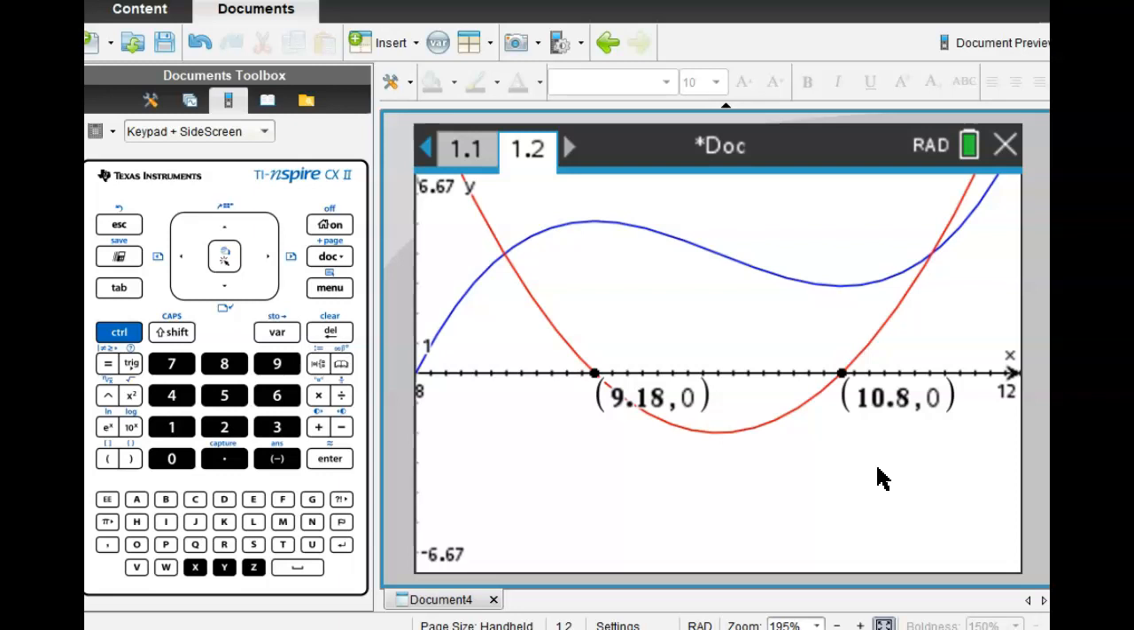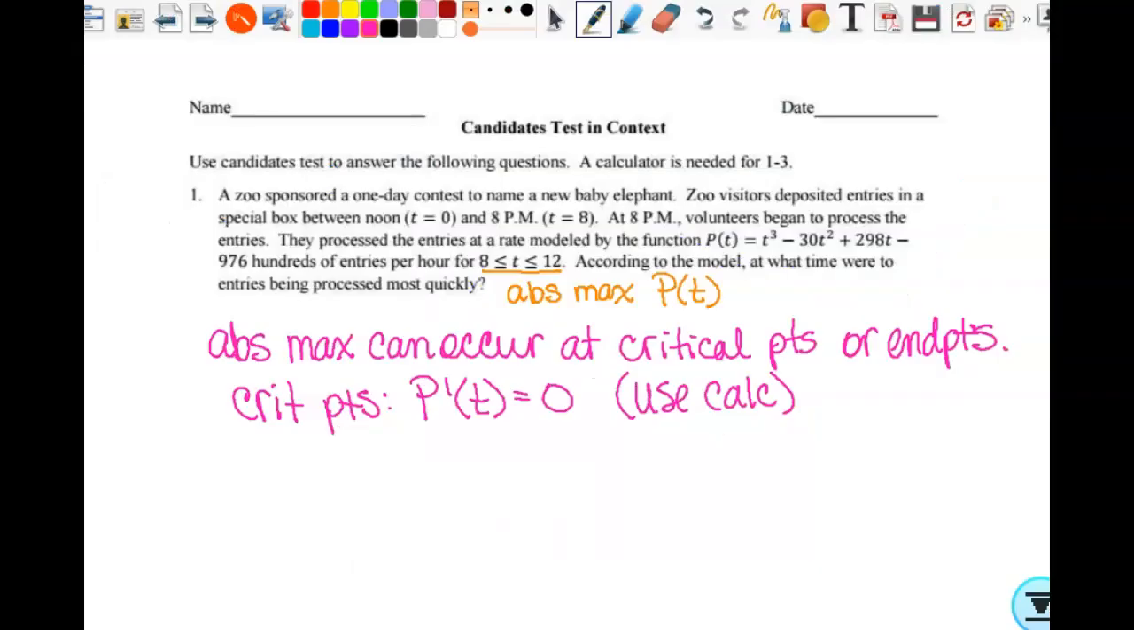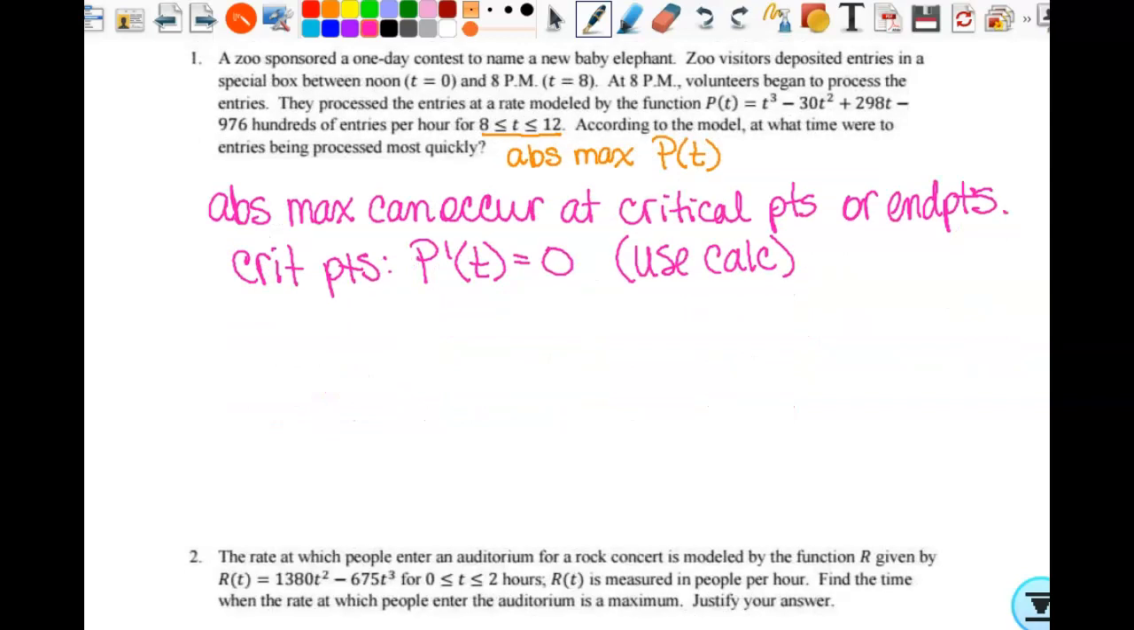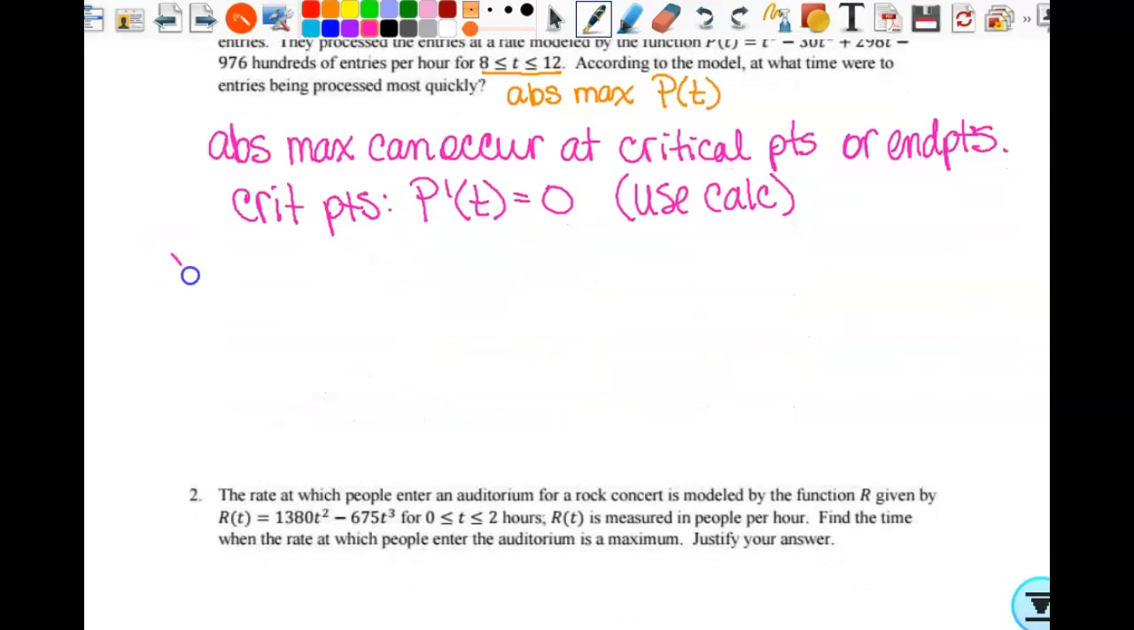So we have two zeros. So we come back over here. Remember, we made a little t chart, x and y. We had our endpoints. We have 8, and then we have A, and then we have B, and then we have 12. Okay.